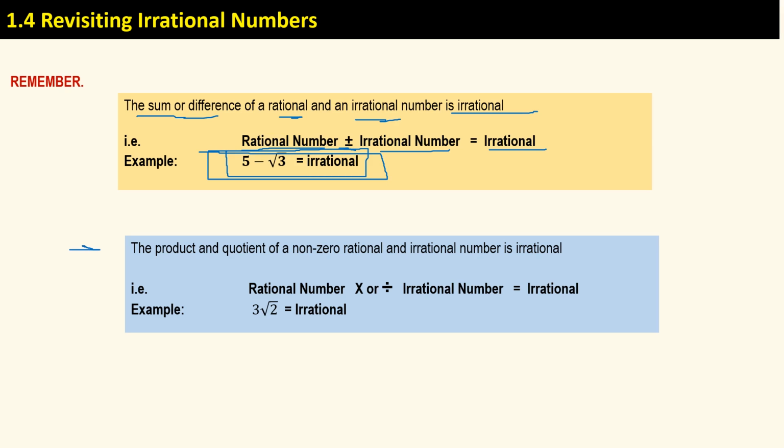The second fact to keep in mind is this: the product and quotient of a non-zero rational and an irrational number is irrational. That is, a rational number multiplied by or divided by an irrational number gives us an irrational number. As an example, 3 multiplied by square root of 2 is an irrational number.